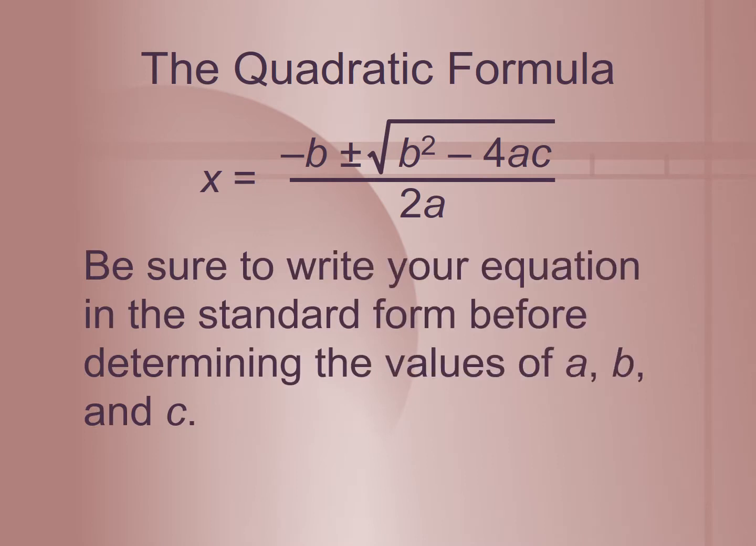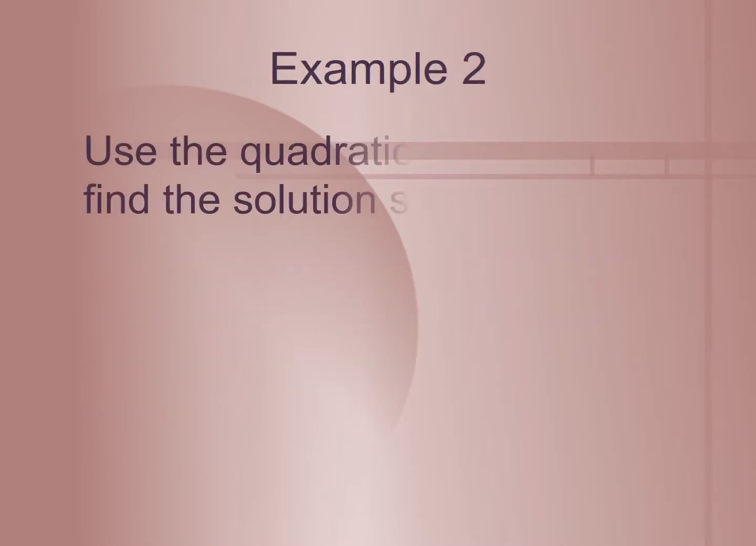So in order to use the quadratic formula, our equation has to be in the standard form, that ax squared plus bx plus c equals 0. And then you can determine the values of a, b, and c, and then substitute them into the quadratic formula. Let's look at an example.